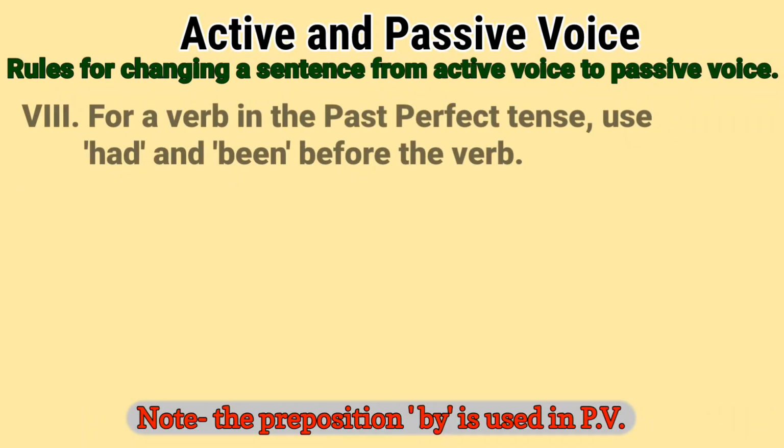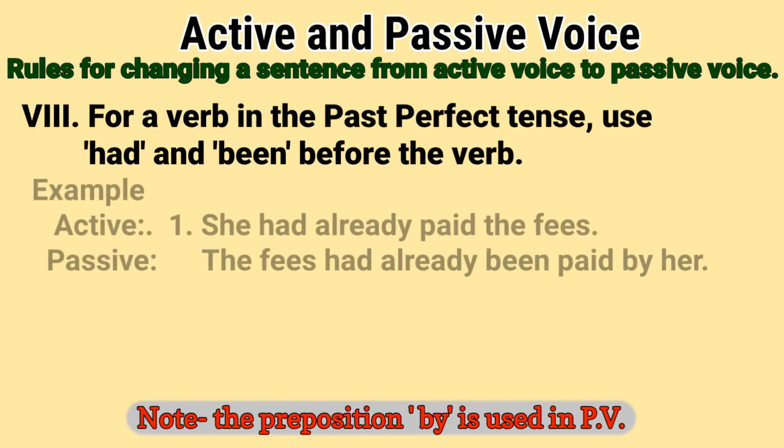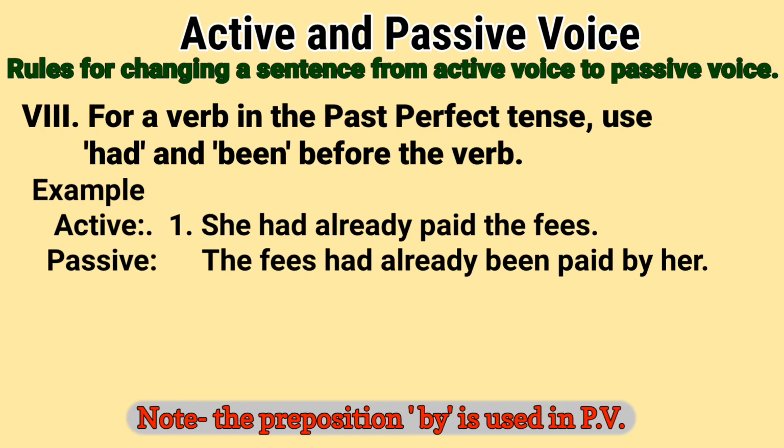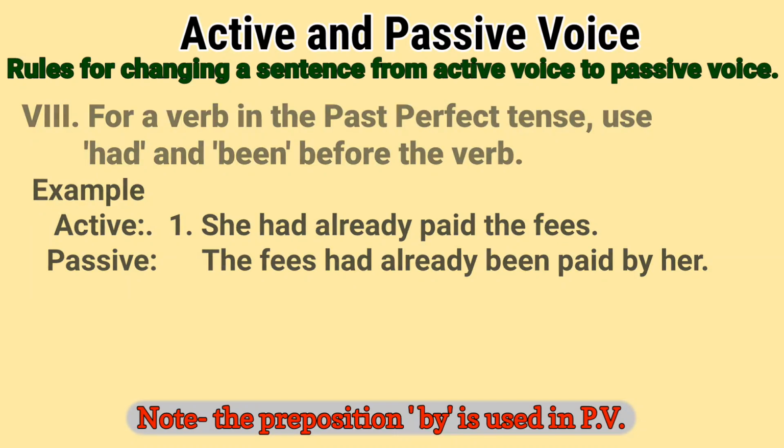For a verb in past perfect tense, use had plus been before the verb. For example, she had already paid the fees. Change to passive voice: the fees had already been paid by her.